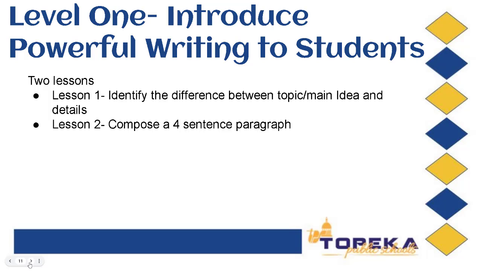And what we are doing is we are introducing students to the basics of how to use a powerful writing tree. In the first lesson, you will work on identifying the difference between topic and main idea in details. And in the second lesson, you are teaching students how to compose a 4-sentence paragraph with a topic sentence and 3 details. So you'll see already that we're teaching students a formula, a way to think about writing an effective paragraph.